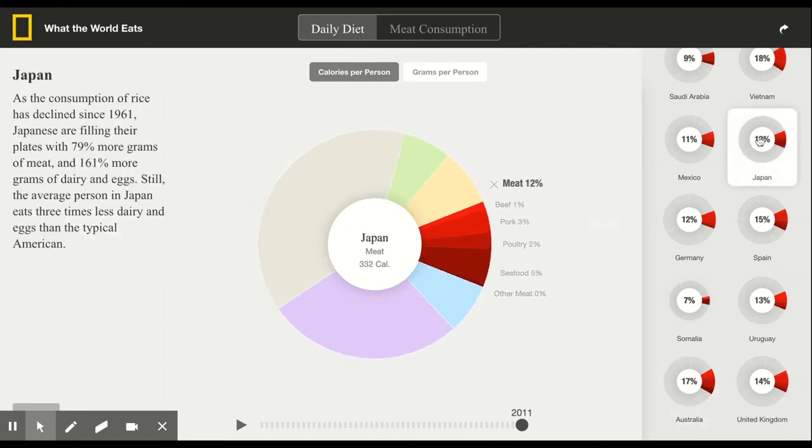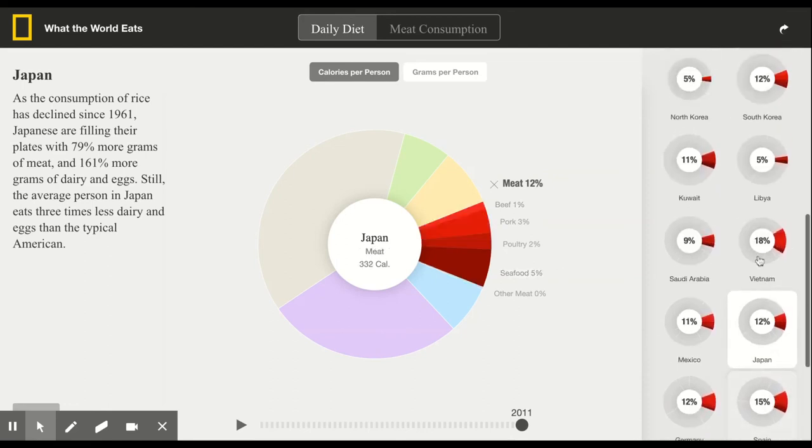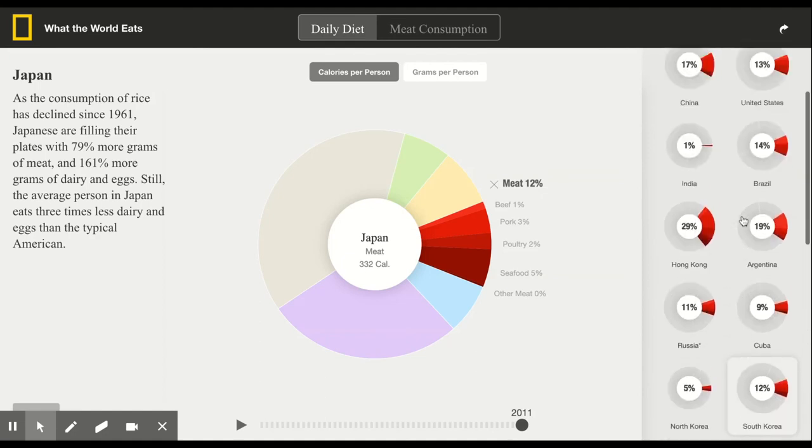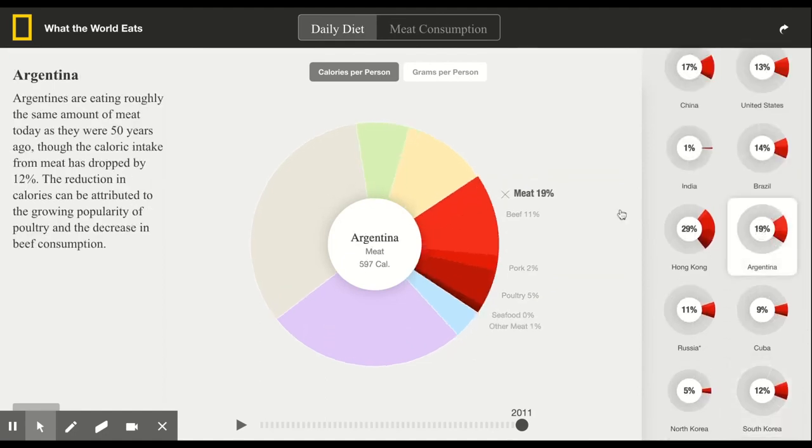For example, I mentioned Japan before. Beef is only 1% in Japan. Seafood is 5%, whereas if we look at Uruguay or Argentina, which is known for its steak and beef, we're looking at 11%. So it would be very interesting to use this website to talk about consumption in countries around the world.